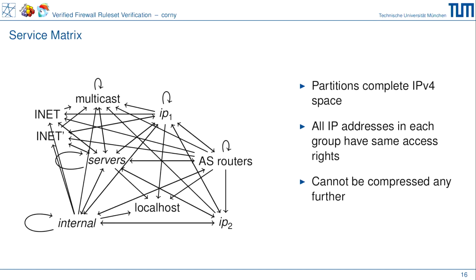And we have proven a few things about this graph. It's the complete IPv4 address range. All these IP addresses that are grouped together, for example in the servers or internal group, really have the same access rights. And this is the best possible solution you can get for this question, because you cannot compress this any further. You can't get a clearer or better answer to that. Well, you may ask, why do we have INET and INET prime on the left? Well, because of a typo in the firewall, which is now fixed.